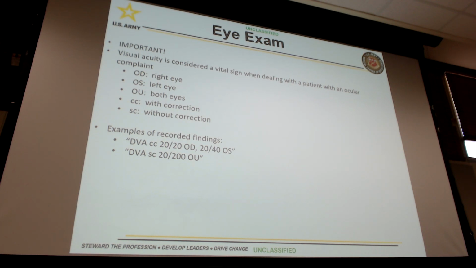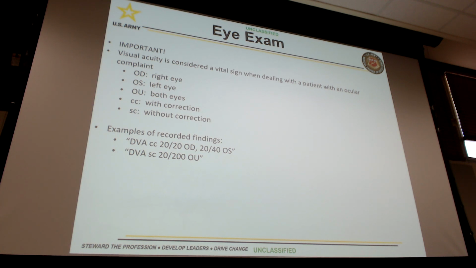All right. Visual acuity. We do consider that a vital sign. And when you're documenting in MHS Genesis, that is one of the vital signs that transmits forward. Again, review: OD is right eye, OS is left eye, OU is both eyes, CC is with correction, SC is without correction. So if you're recording distance visual acuity, this is what it should look like in the medical record.